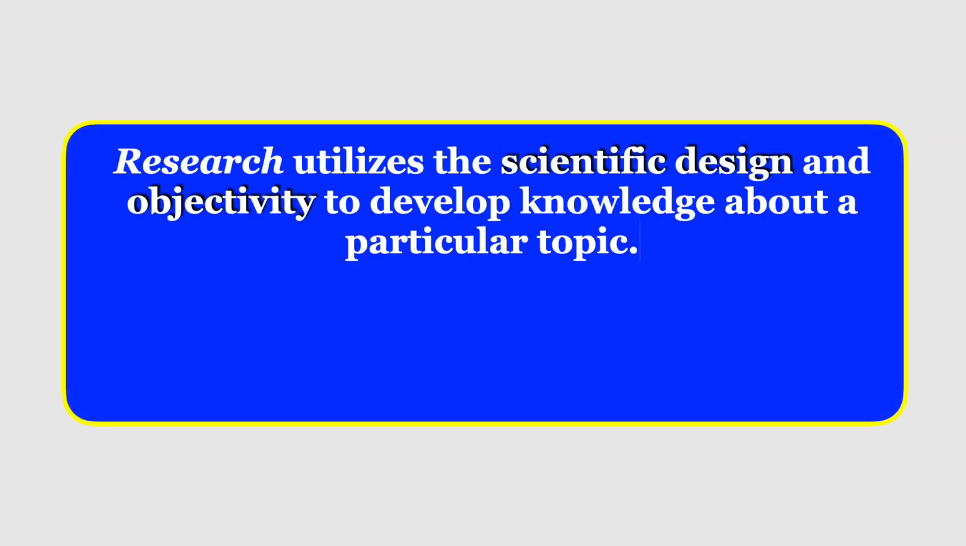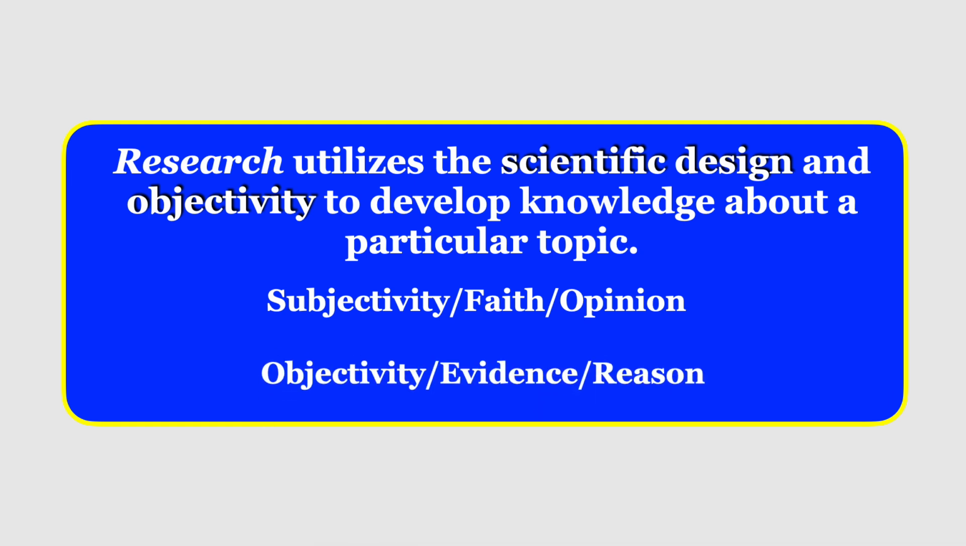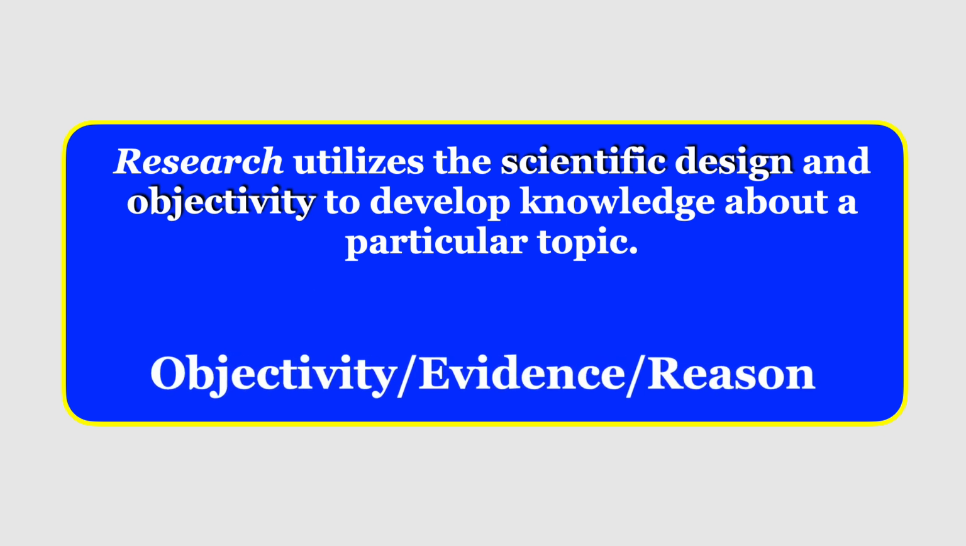Now, in sociology, we rely on research, being a social science. And research utilizes the scientific design or the scientific research model and objectivity to develop knowledge about a particular topic, in our case, human behavior. That is what separates a subjective belief or a faith or an opinion from objective truth that is based on evidence and reason. So the things we're going to be talking about in sociology are grounded in research. They're grounded in the scientific research model, and they have a certain objective truth about it.